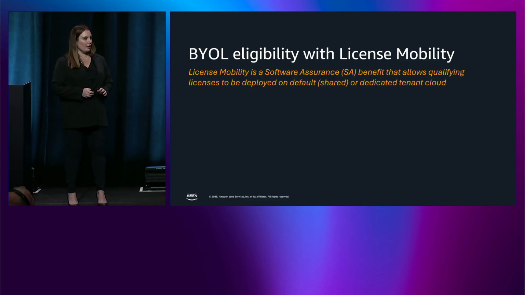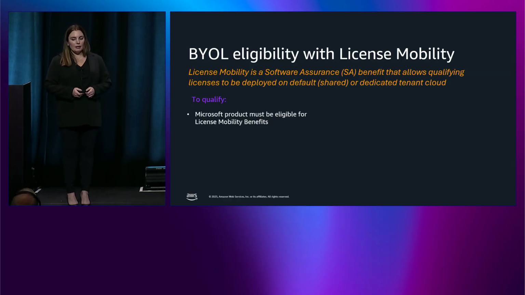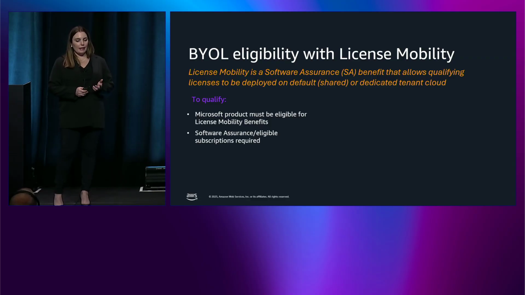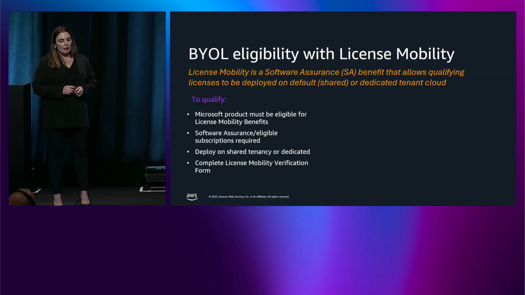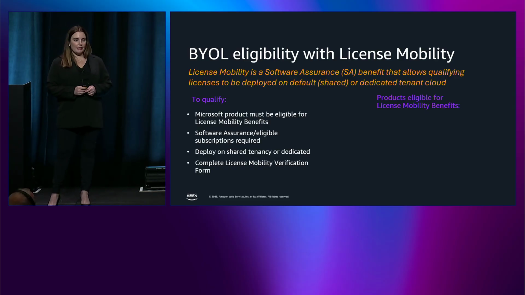So I mentioned earlier, it looks like a lot of you maybe are already familiar with license mobility benefits, but if you're not familiar, this is a software assurance benefit that allows you to bring your eligible products to a shared tenancy environment such as EC2 on AWS. To qualify, the product itself must be eligible for license mobility benefits. So it's not necessarily enough that there's software assurance. The product also must be eligible. And again, the software assurance and eligible subscriptions are required. And this can be deployed on shared or dedicated tenancy. It doesn't have to be shared. And there is a license mobility verification form as well that you are to fill out up to 10 days after deployment.